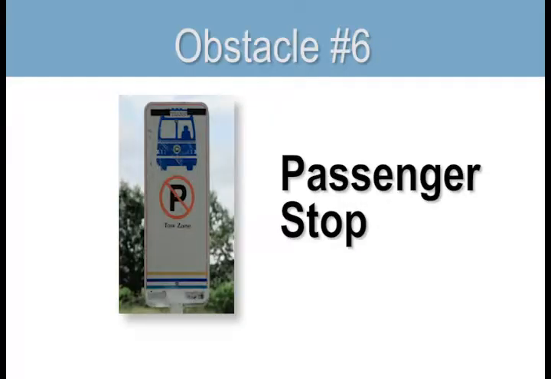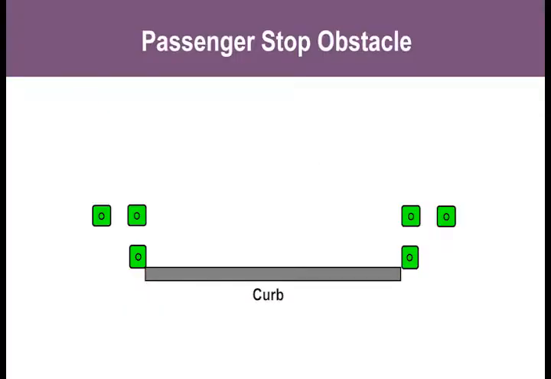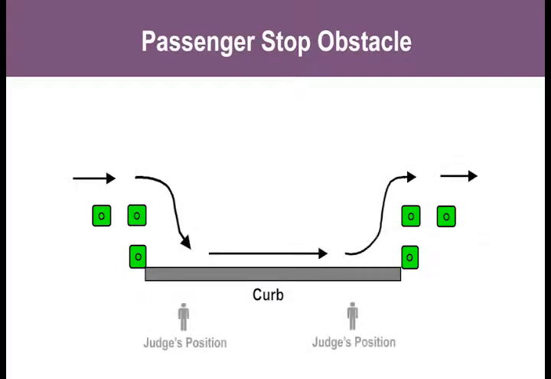The next obstacle is the passenger stop. It tests the contestant's ability to make a passenger stop at a bus stop. The obstacle is a simulated bus stop with barrels at the entrance and exit of the obstacle to simulate parked cars and a curb of some material, such as a number of 6x6x12 pieces of lumber.